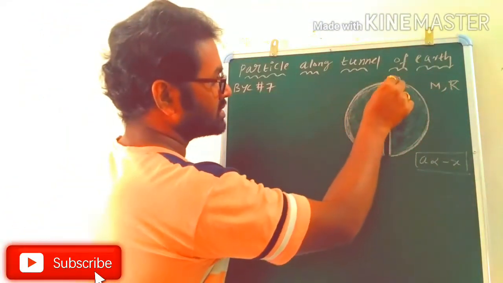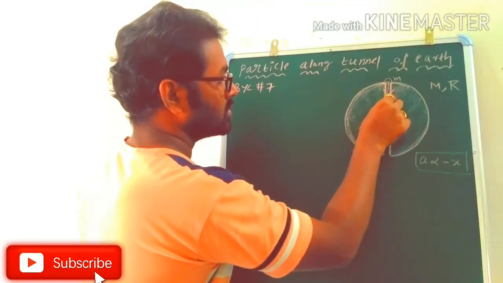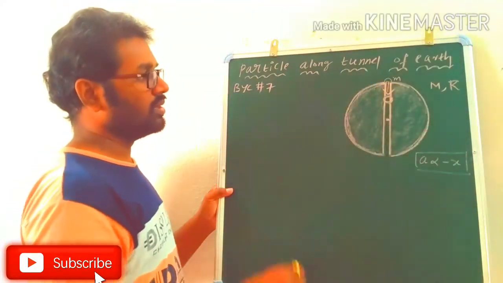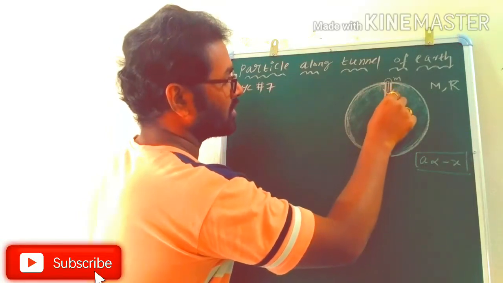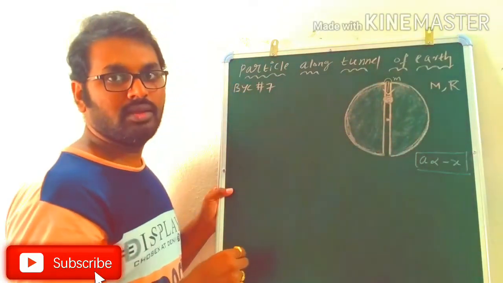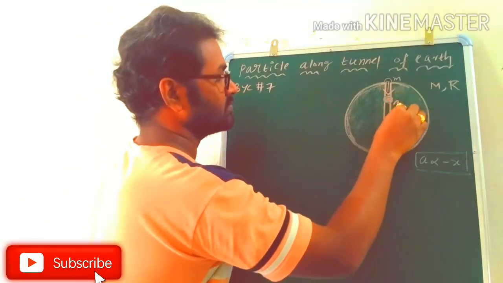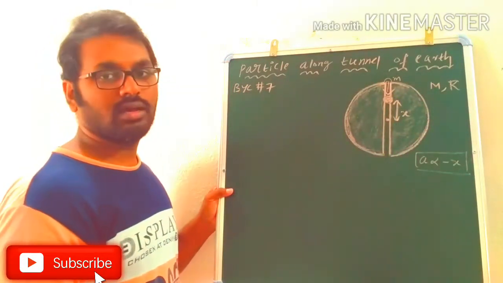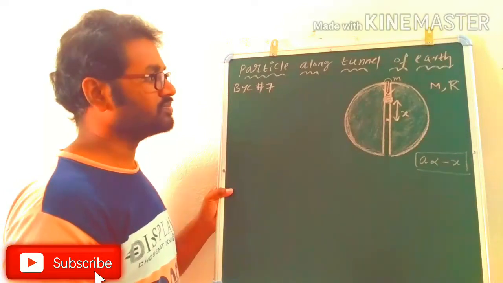Now, let us consider this object reaches this point after some time. Let this be the position of this particle. You can see this is the particle. The position of this particle from the center of the Earth, you can take it as x. x we can call the displacement of the particle from the mean position.